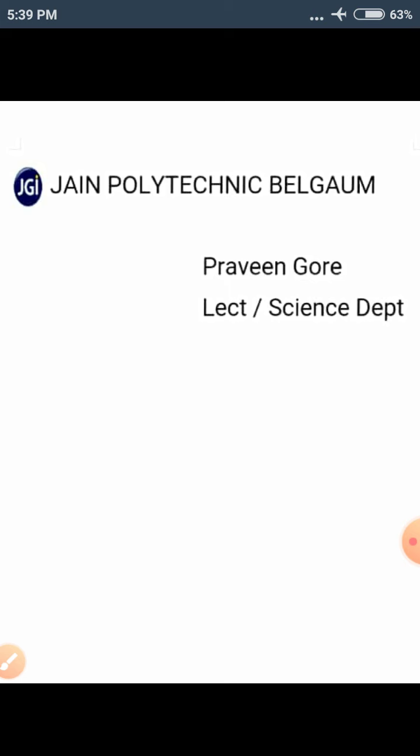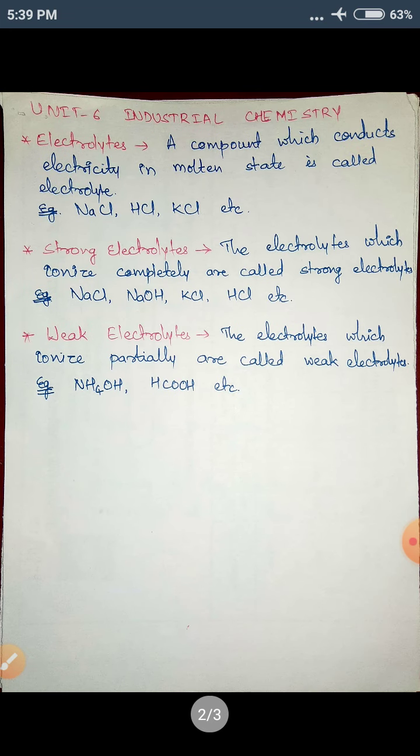So in this lecture, I'll be starting with the 6th unit, that is industrial chemistry. This is the only unit which we have from the chemistry section in applied science. We'll be looking into many aspects of industrial chemistry in this unit. To begin with, we have electrolytes.